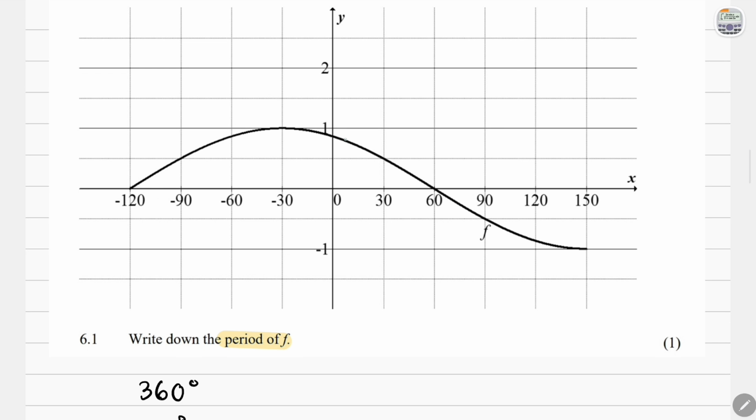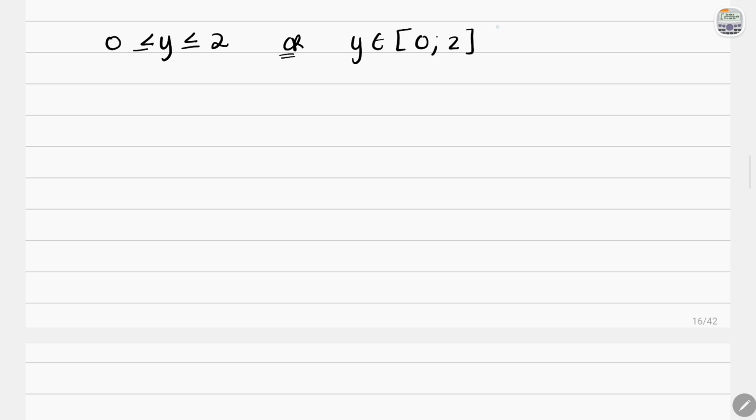This graph simply moves up to a highest of 2, and its lowest is no longer at -1, it's now at 0. So it will look exactly the same, but it's been shifted up by 1 unit to look like that. And that would be the graph of h. Okay, moving on to the next question.